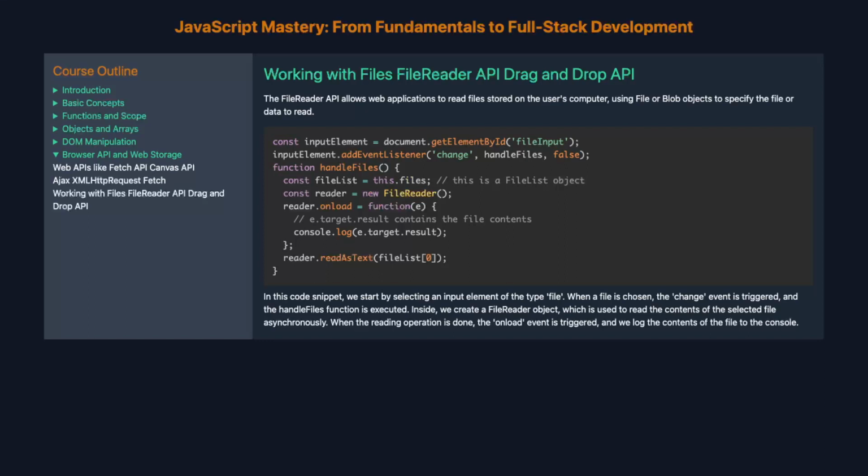In this code snippet, we start by selecting an input element of the type file. When a file is chosen, the change event is triggered and the handleFiles function is executed. Inside, we create a FileReader object, which is used to read the contents of the selected file asynchronously.